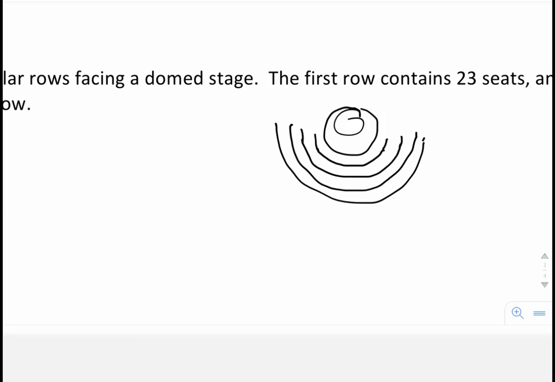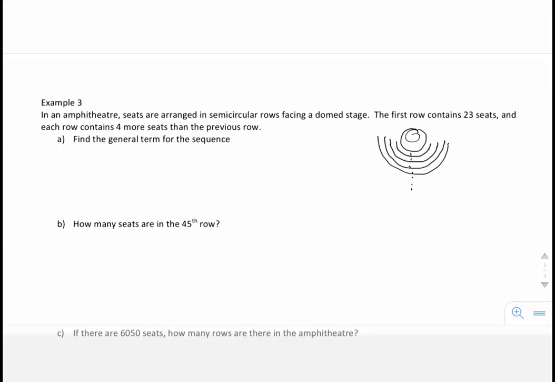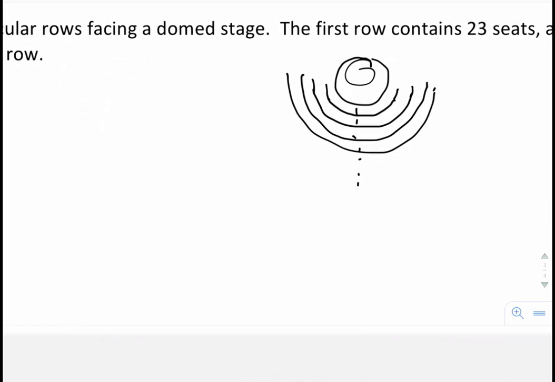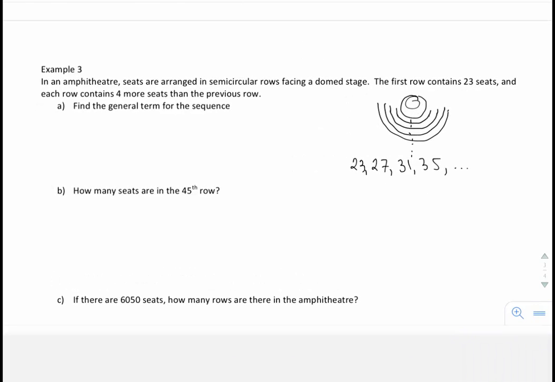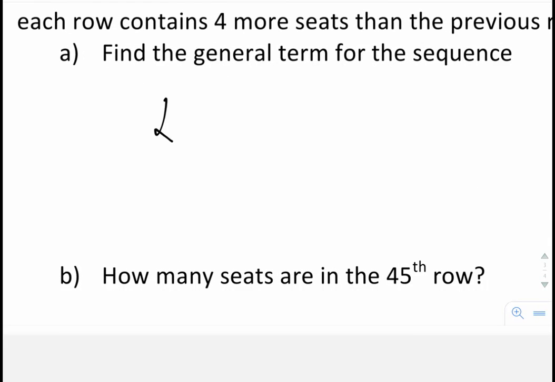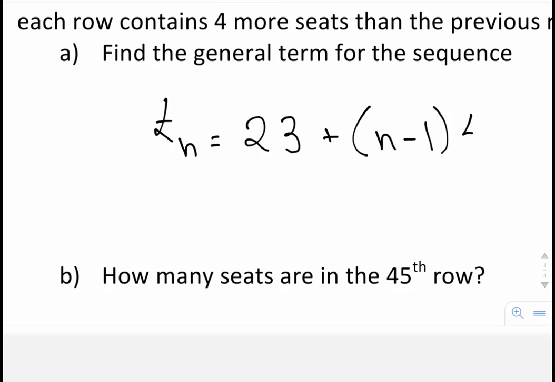This is the center, and the rows go 1, 2, 3, 4, and they keep going backwards. The first row contains 23 seats, and each successive row contains 4 more seats than the previous one. So the first row would be 23, the second 23 plus 4, which is 27, then 31, 35, and I think you get the picture that this is an arithmetic sequence. Our general term will be the first term plus n minus 1 times the common difference.